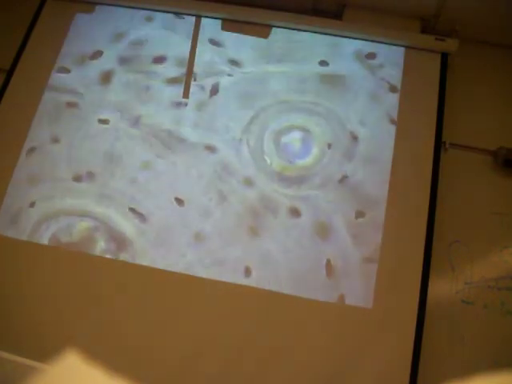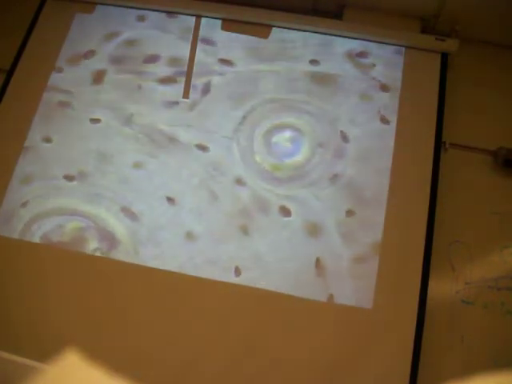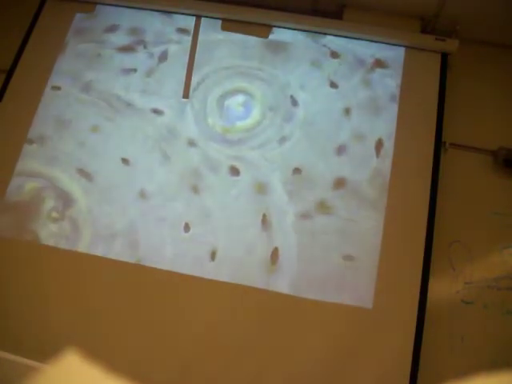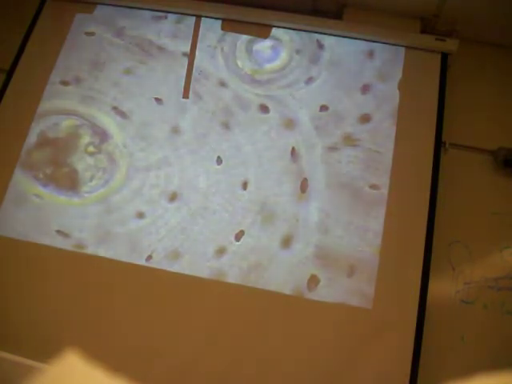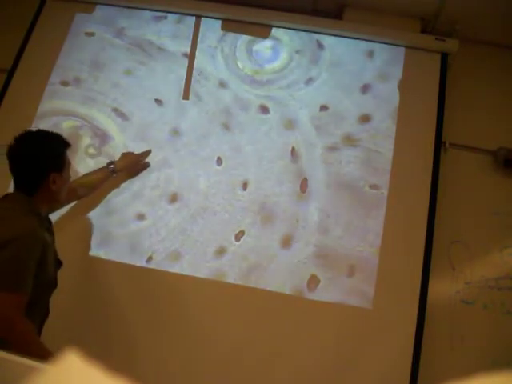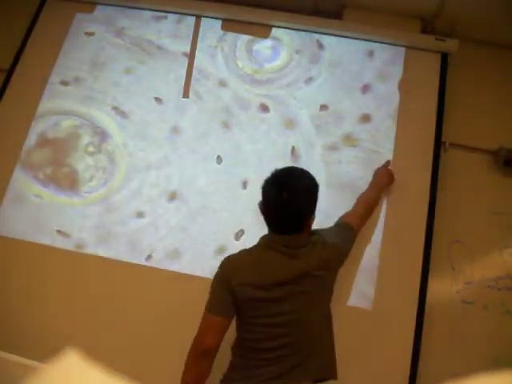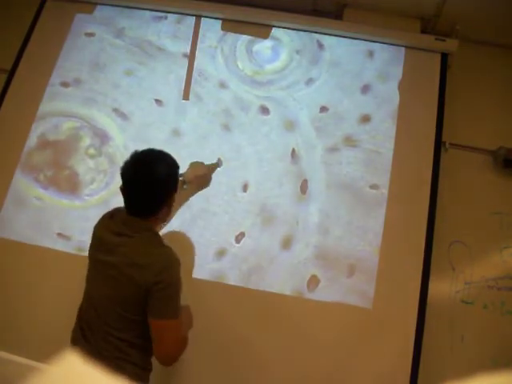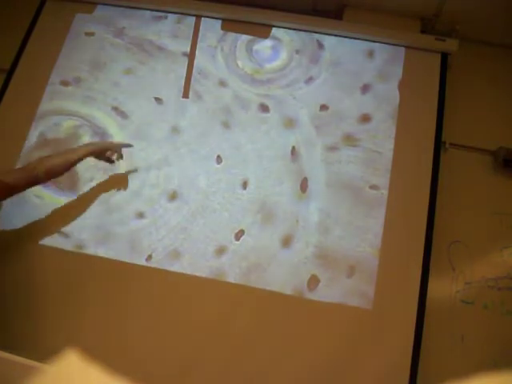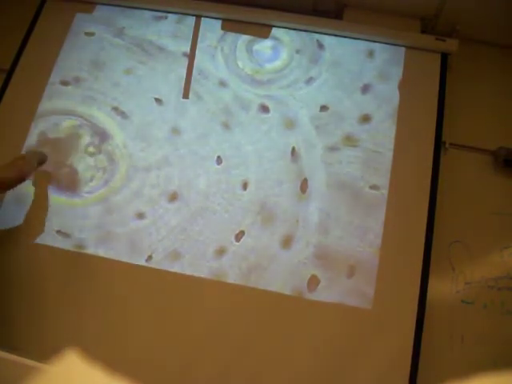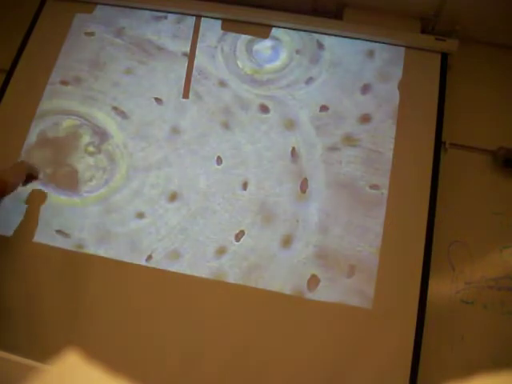I know it doesn't show it very well up here, but when you look at it on the scope and you turn down the light a little bit, what you'll see coming out from the osteon canal are these little canals. You can kind of see some over here. They come out and go to where the lacunae are. So you can see how the osteon is produced like rings in a tree, but there's lots of these.